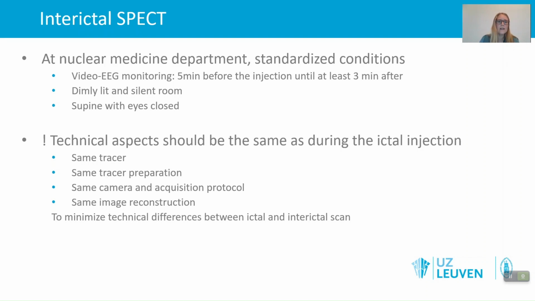Very important is that the technical aspects should be the same as during the ictal injection. So you want to use the same type of tracer, which was prepared in the exact same way. You want to use the same camera, so the same scanner, the same acquisition protocol, and the same image reconstruction. And this is all to minimize the technical differences between the ictal and the interictal scan. Because later we will compare ictal and interictal, and you want to minimize the chances that the differences that you see are due to technical aspects rather than to real changes in brain perfusion.